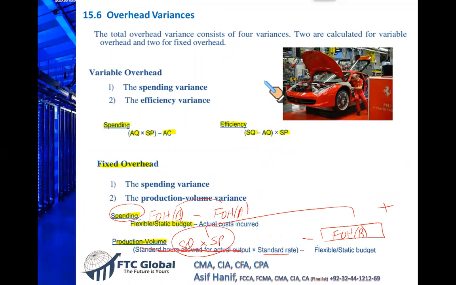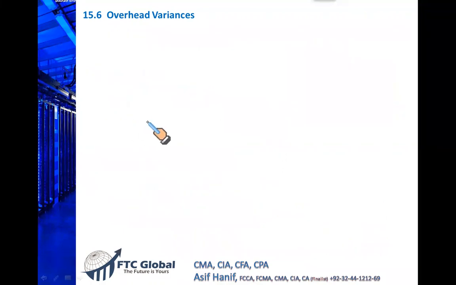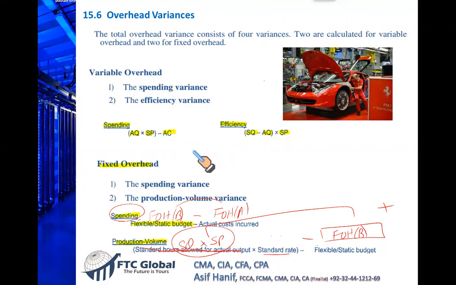So we have done all these. We have done variable spending, variable efficiency, fixed spending, fixed efficiency, and also we did a comprehensive example which involved some material and labor variances as well as the overhead variances.